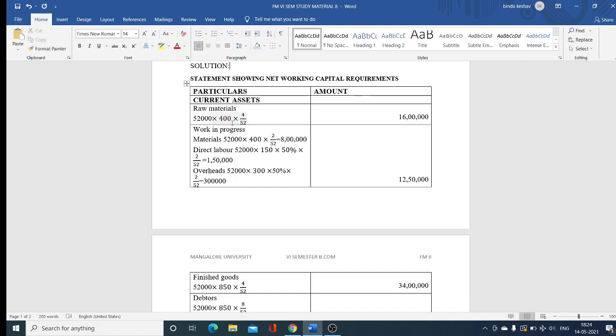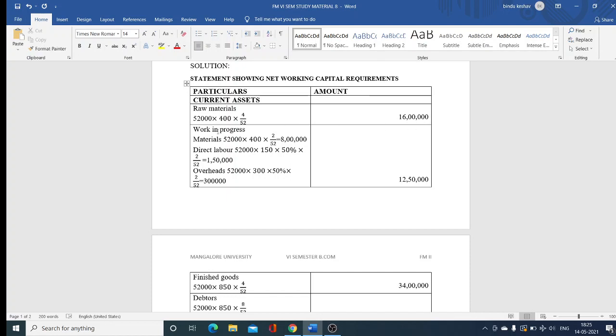52,000 into 400, and we have the information that raw materials will remain in stock for 4 weeks, and there are 52 weeks in a year, that is for the ease of calculation. So 52,000 into 400 into 4 by 52, that is we are finding out the raw material stock which will be there for 4 weeks. Out of the total 52 weeks, the 4 weeks value will remain in stock. So 52,000 into 400, that is the entire year's raw material value, multiplied with 4 weeks divided by 52, number of weeks in a year, we get 16 lakh.